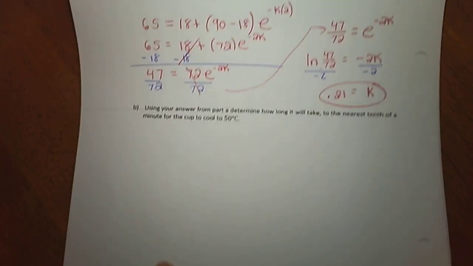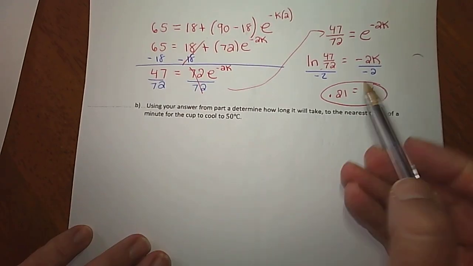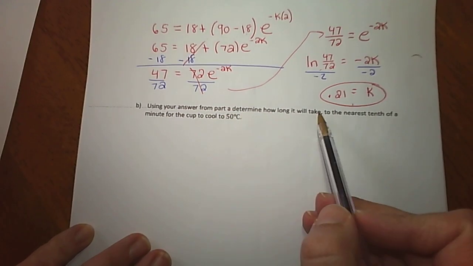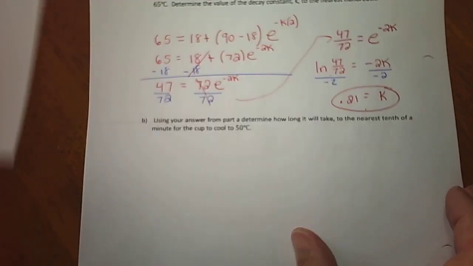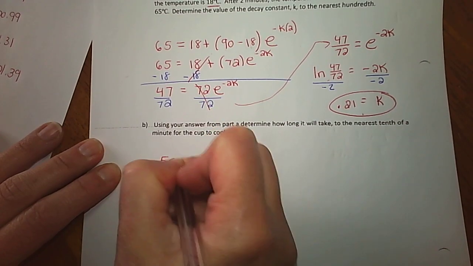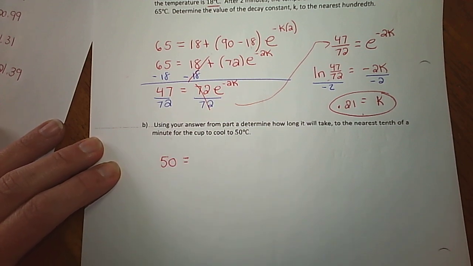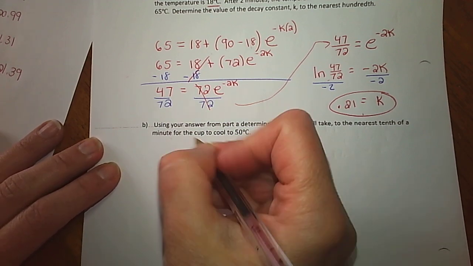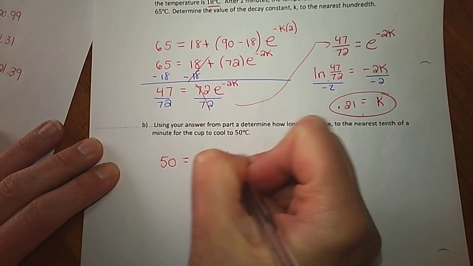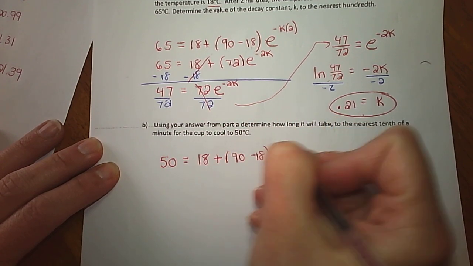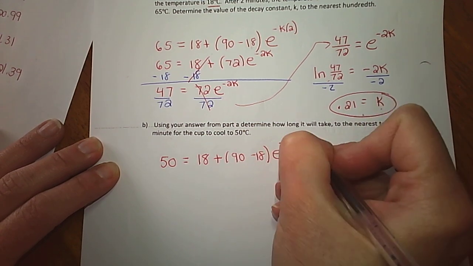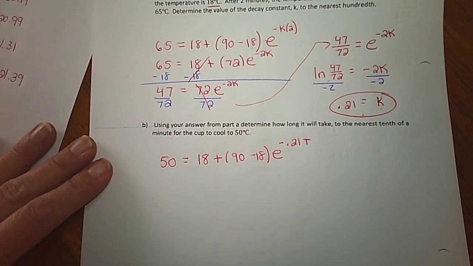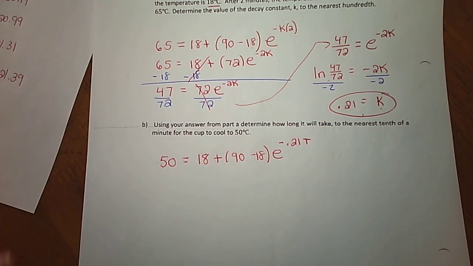All right. Next part. Using your answer from A, determine how long it will take to the nearest tenth of a minute for the cup to cool to 50. All right, so that means we want it to be 50 now instead of 65. And all the other numbers are going to stay the same. So it's going to be 18, it's 90 minus 18, e to the negative. But this time we know what k is, 0.21, and we want to know the time. So take a minute now, guys. Pause me. See if you can finish it from here.